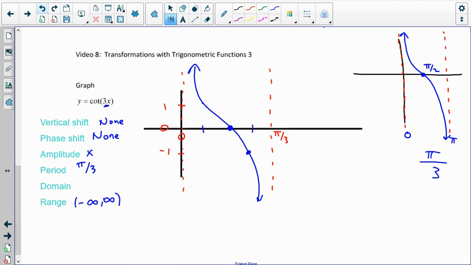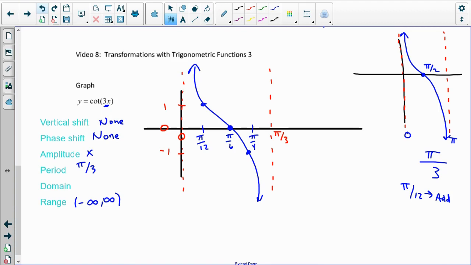So if I look at this, I have pi thirds as my period, and then I divide that by 4 to get pi over 12, and that's what I add every time. So pi over 12, 2 pi over 12 is pi sixths, then 3 pi over 12 is pi fourths, and then I have pi over 3. And once again, it would repeat forever and ever.